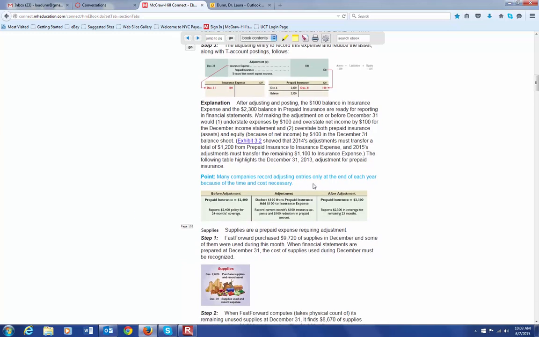Now, generally speaking, adjusting entries are only done at the end of a year. I mean, it can be done on a monthly basis, but often it's just done at the end of the year so that you're not constantly making adjustments.